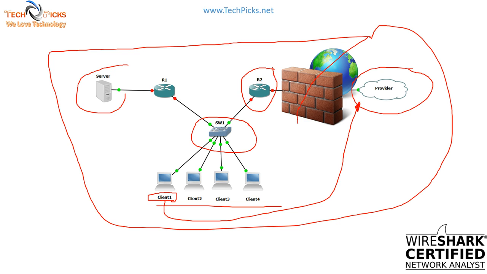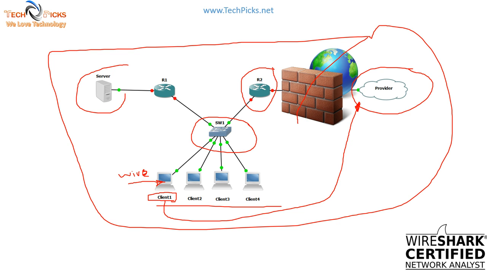But the first thing you need to do is to put Wireshark on the client. You have to capture the traffic as close to the source as possible. Okay, so you put Wireshark here. Let's just write Wireshark. I hate writing with the mouse. So we put Wireshark here, and then we are going to look at the traffic of client one when it's trying to go to the internet.